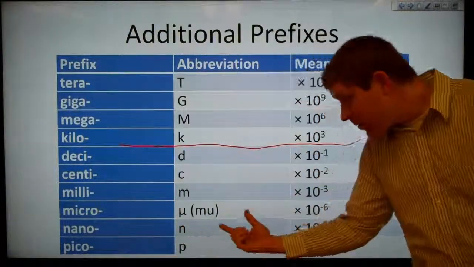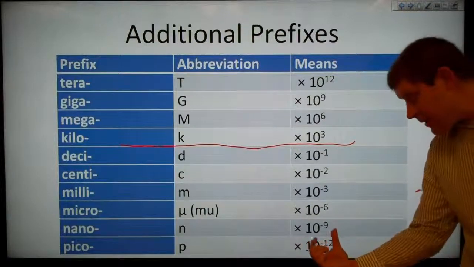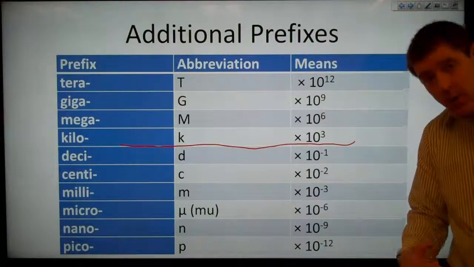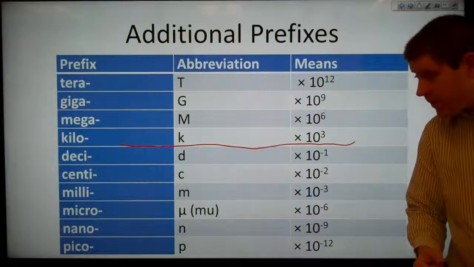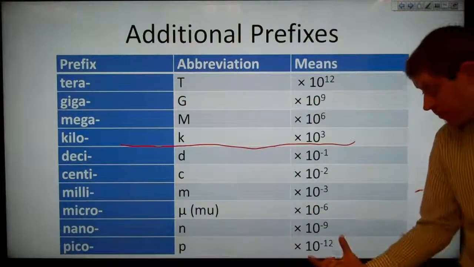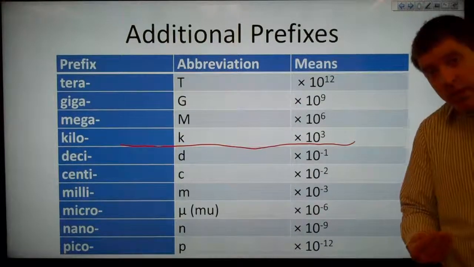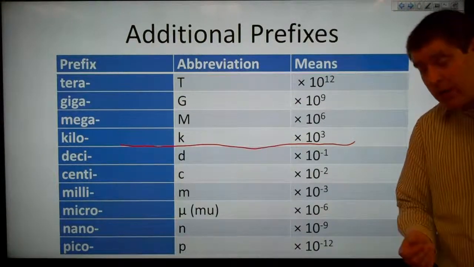We've got nano. So that's symbolized with a lowercase n. So a nanometer is 10 to the minus 9 meters, or 1/1,000,000,000th of a meter. Then we've got pico with a lowercase p. That's 10 to the minus 12. So 1 picometer is 10 to the minus 12 meters.